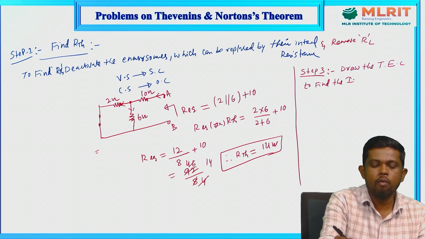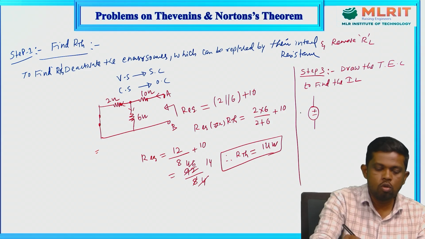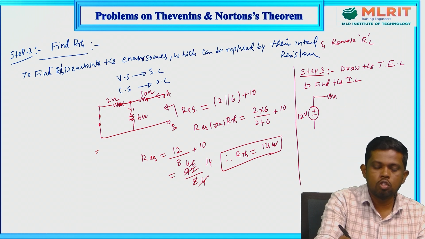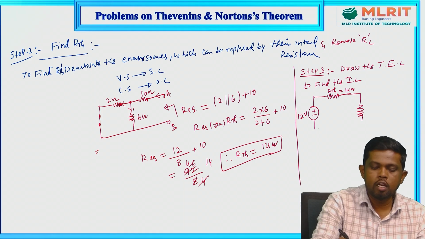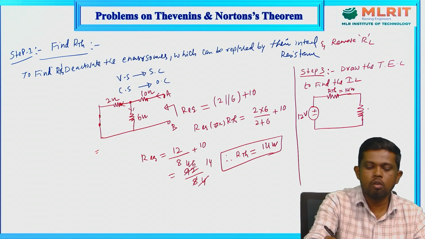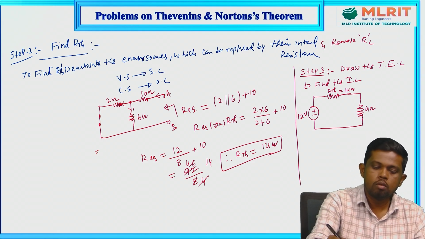This is the Thevenin voltage source, VTH. The VTH value we got as 12 volts based on the previous analysis, and this is the RTH of the network, which we got as 14 ohms. Previously we removed the load at the beginning of the network, so now we connect the load at the load terminals. These are the load terminals.